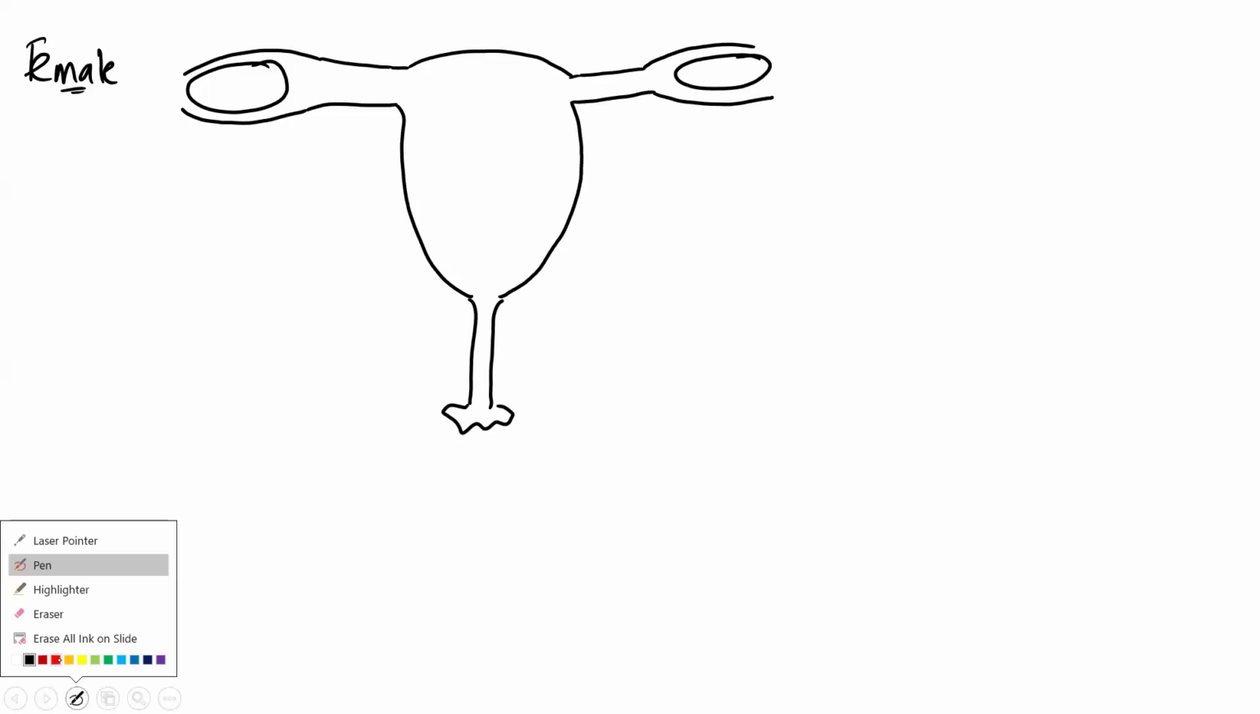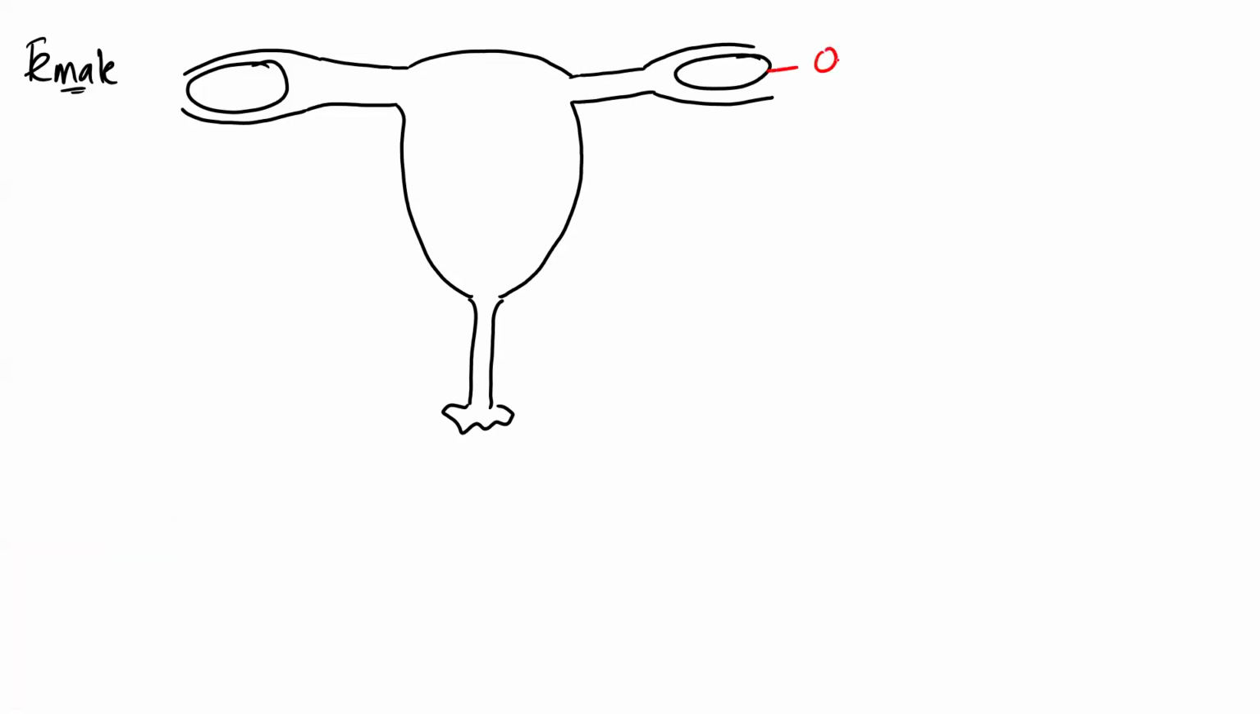So let me quickly name them. Okay, ovaries. Will you please tell me what do ovaries do? So it has eggs. Very good. Ovaries produce what? Eggs. Also, they produce a hormone called estrogen. And this is oviduct. This is where fertilization occurs. Sperms and eggs combine over here. And this thing is what? Uterus. Uterus, yeah.